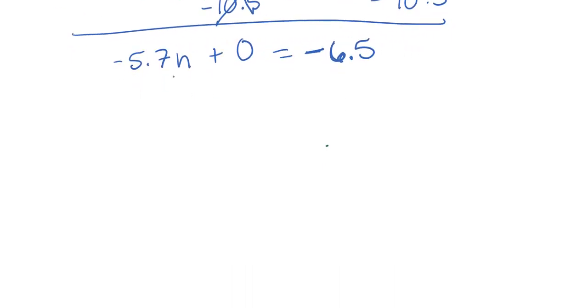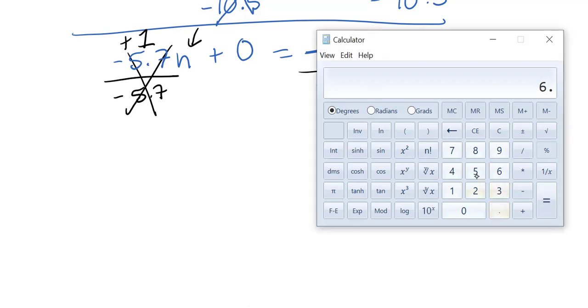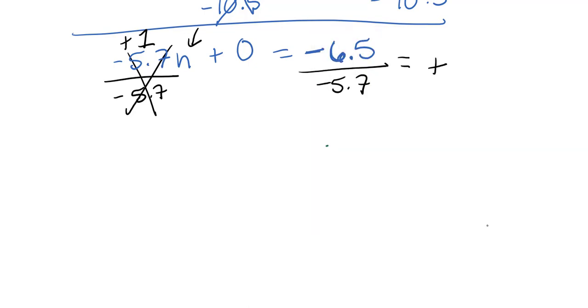Now we need to get this h all by itself. Because we're so close, we just need to divide by negative 5.7 on both sides. This becomes positive 1, because a negative being divided by a negative becomes positive. The same will be on the right-hand side. A negative being divided by a negative becomes positive. So let's get our calculators out. We have 6.5 divided by 5.7, and we get 1.14, as we're just going to round to the nearest hundredth, so the second decimal.